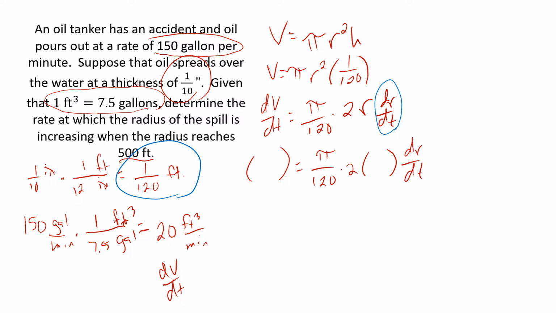Plug in what we know. The dV over dt we already saw was this 20 cubic feet per minute. The pi over 120 times 2, and the radius, we're looking for when the radius equals 500. And so we can multiply and divide. Multiply the 120 up, divide by the pi and the 2 and the 500, and this should get us 1 over 25 pi. No.